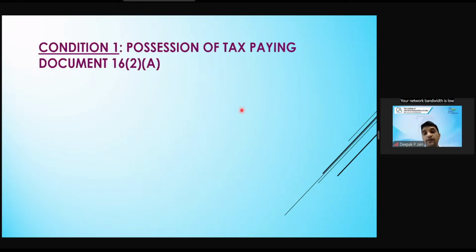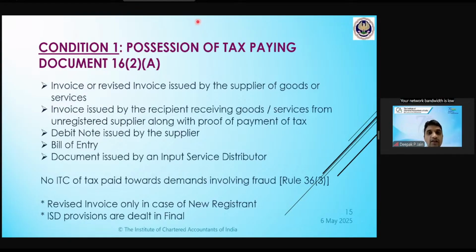First is you should be in possession of a tax paying document, which is 16(2)(a), which says what is a tax paying document? It could be an invoice or revised invoice which is issued by the supplier of goods or services. So the invoice or revised invoice issued by the supplier of goods or services is one of the tax paying documents.